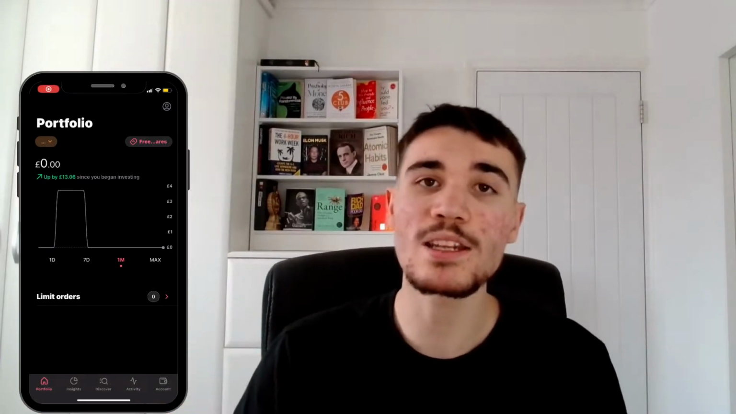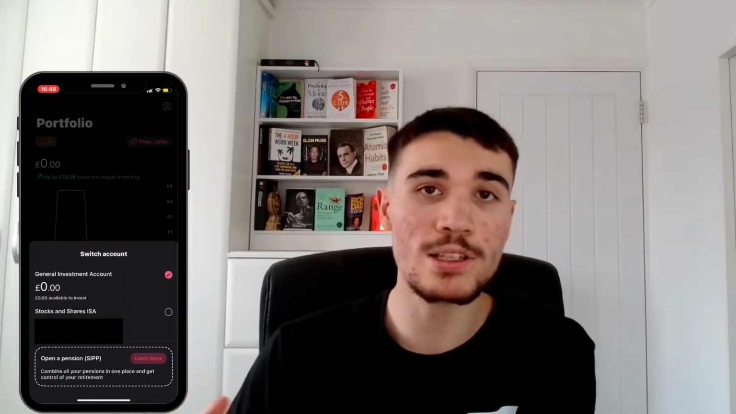Okay, so now we've discussed the pricing models, let's get into how to use the FreeTrade app. When you first open the app, you should be left on a home page which has your portfolio. Clicking the bronze button in the top left, you can change between your general investment account, which is free with FreeTrade, and your stocks and shares ISA and your SIPP should you have the membership for them.